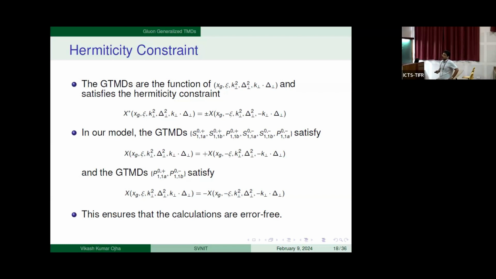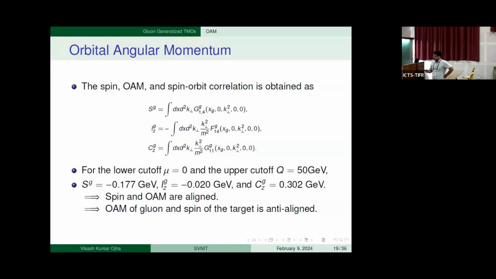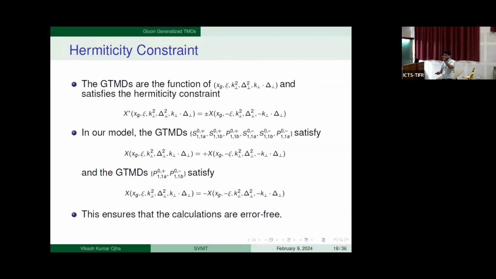For our case, in our model, we obtained that our analytical expressions for this set of 6 GTMDs have an overall plus sign, and for these 2 GTMDs, we are getting an overall sign of minus. So since this particular constraint is being satisfied, we can say that this calculation is error free. There is no inherent problem in these GTMD expressions. Okay, so now we have obtained these 8 GTMDs.